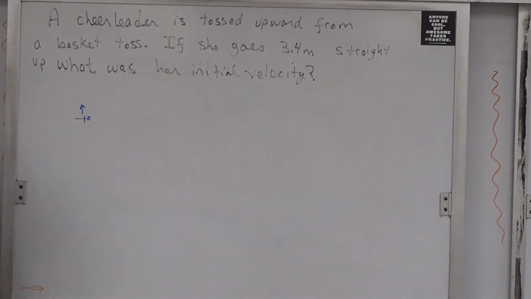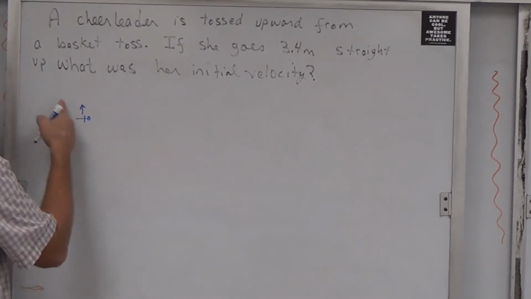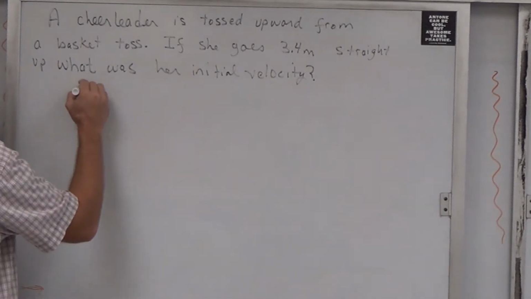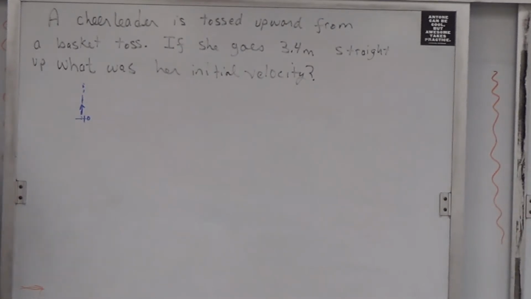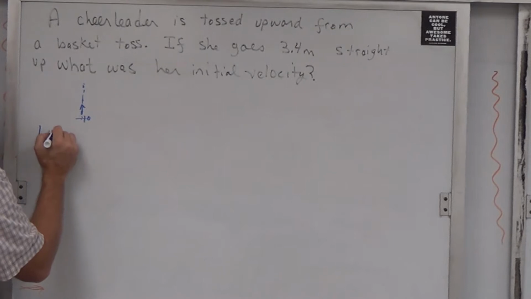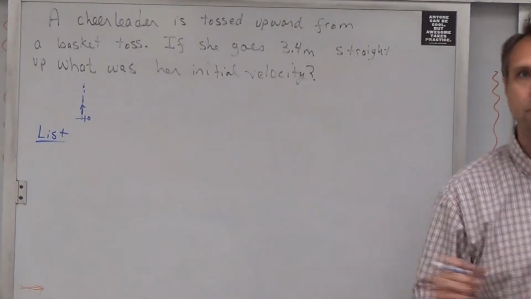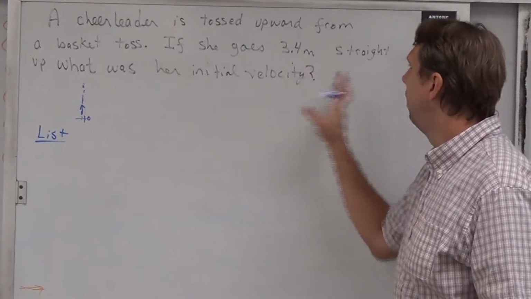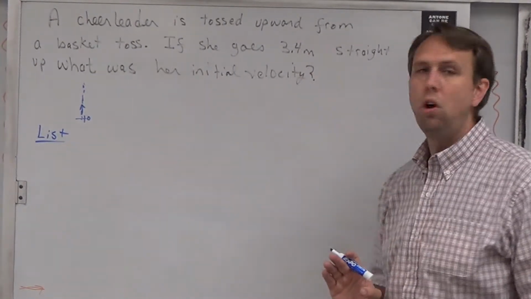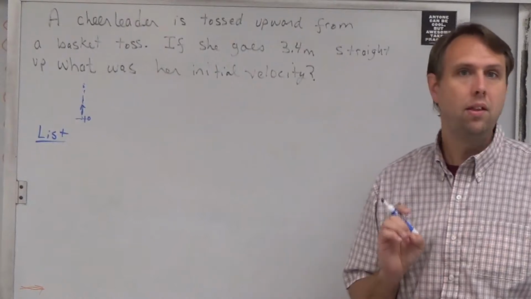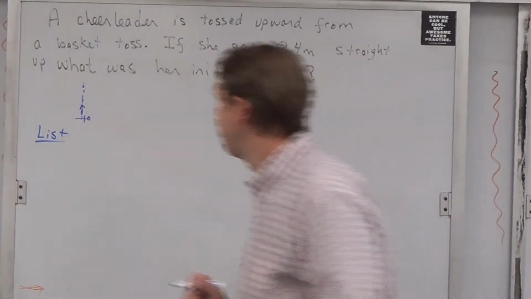Notice your diagrams do not need to be super complex. Just a little stick figure with an arrow. I know she's going to go up and probably come back down, hopefully being caught by her friends. We need to make a list, and this is the first step in solving a kinematics problem: make a list of your known variables as well as what you're solving for. So making the list is the very first step.